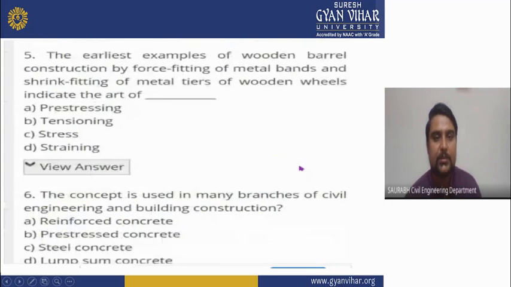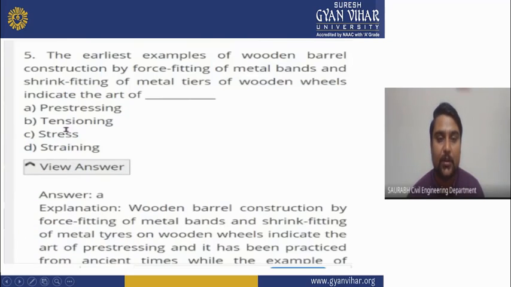Come to the next question. The earliest example of wooden barrel construction by the force fitting of metal bands and shrink fitting of metal tires on wooden wheels indicates the art of. This is the art of pre-stressing. As we all know, the right answer will be here A.